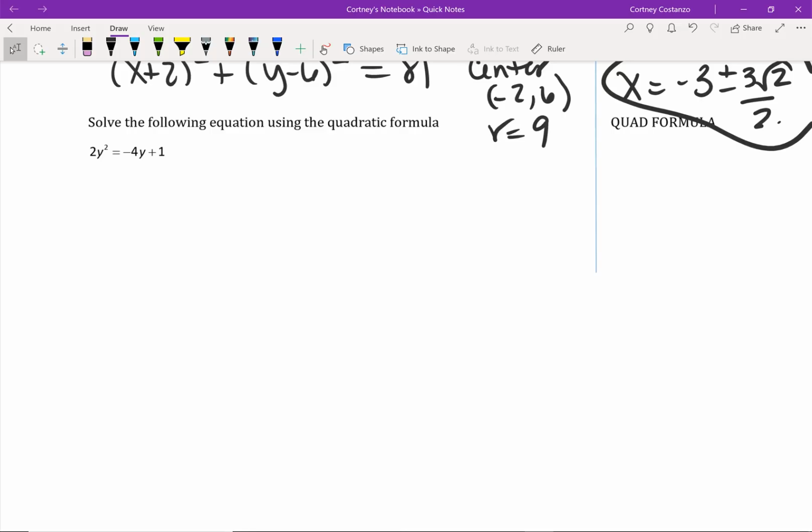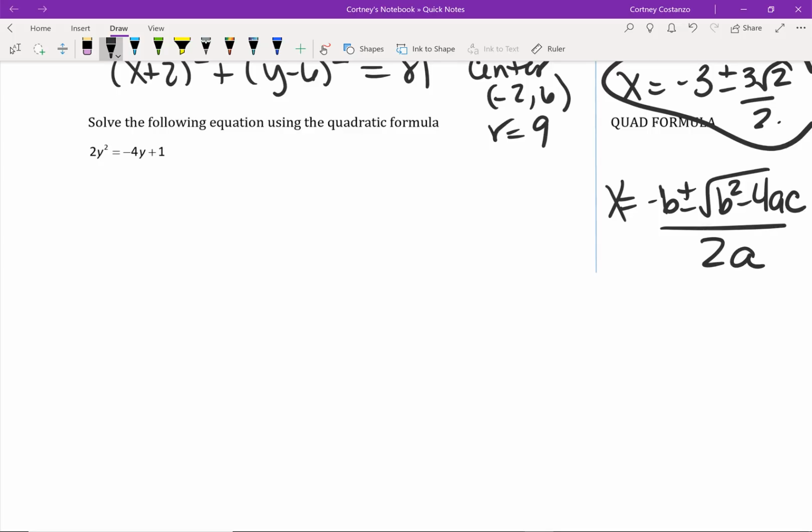All right, quadratic formula. Quadratic formula is something that is on your reference sheet. It is not something that you need to have memorized, even though most of you probably do. So x equals negative b plus or minus the square root of b squared minus 4ac all over 2a. So for us to be able to use this formula, we need it to be in standard form equal to 0, and then we can easily find our ABC.